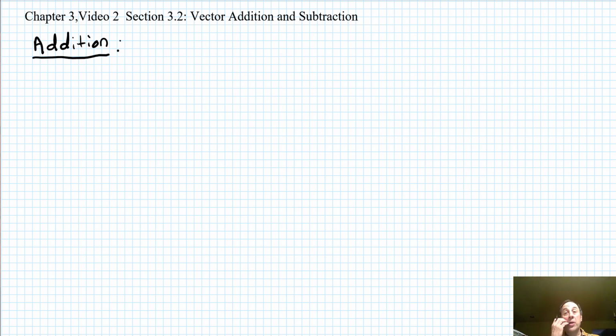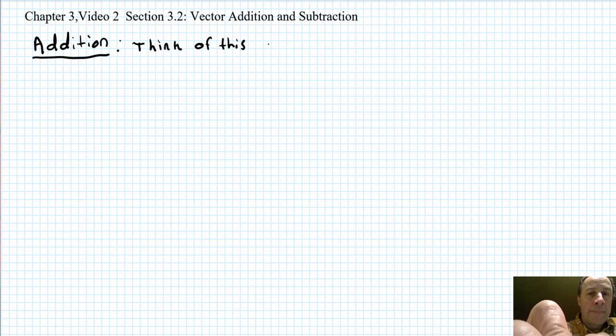A way to think about vector addition is two vectors that are carried out one after another. So you go from point A to point B, then point B to point C. All right, so think of this as two vectors carried out in succession.